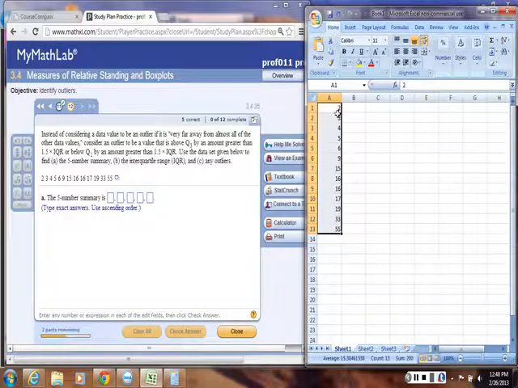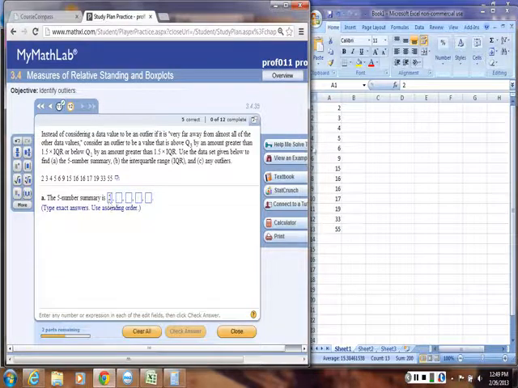Okay, so for the 5-number summary, the first number is always the minimum value of the data. So we can tell right here it's 2. So I'm going to come over and type a 2 in there. The last number is the maximum value of the data. Oh, look, it's a 55. So I'm going to type a 55 there. Now there's 3 numbers in the middle, and they happen to be Q1, Q2, and Q3.